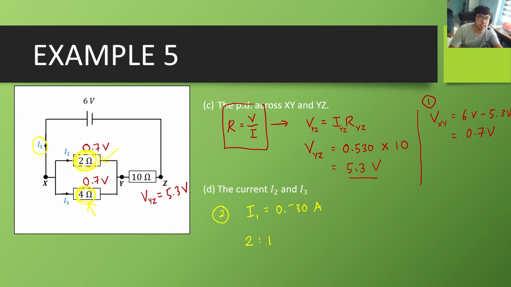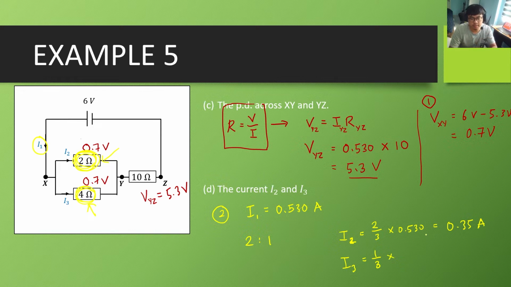So if the resistance is half, then the current is double. So all you have to do is find out the ratio of the current that is split between these two branches. So for I2, you should do it like this: 2 over 3 times 0.530, and that is equal to 0.35 amps. And then I3 is half of that.